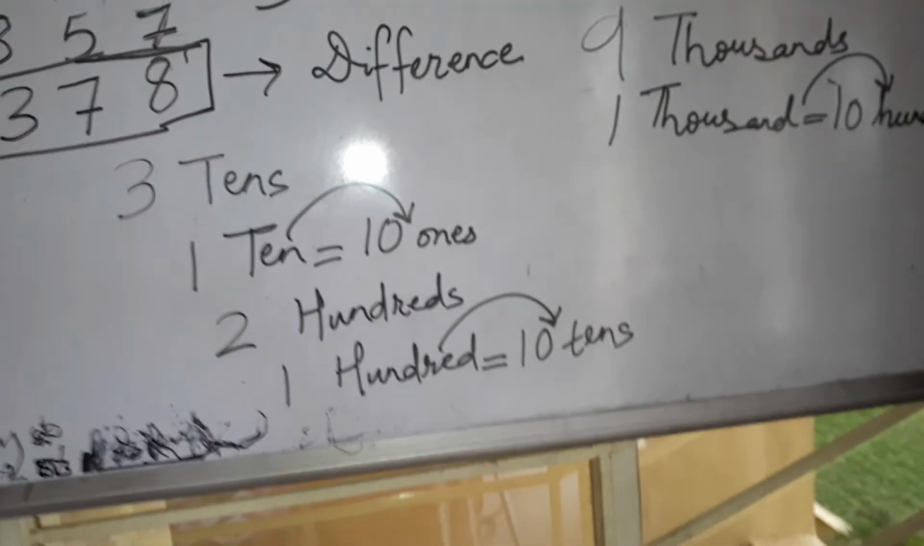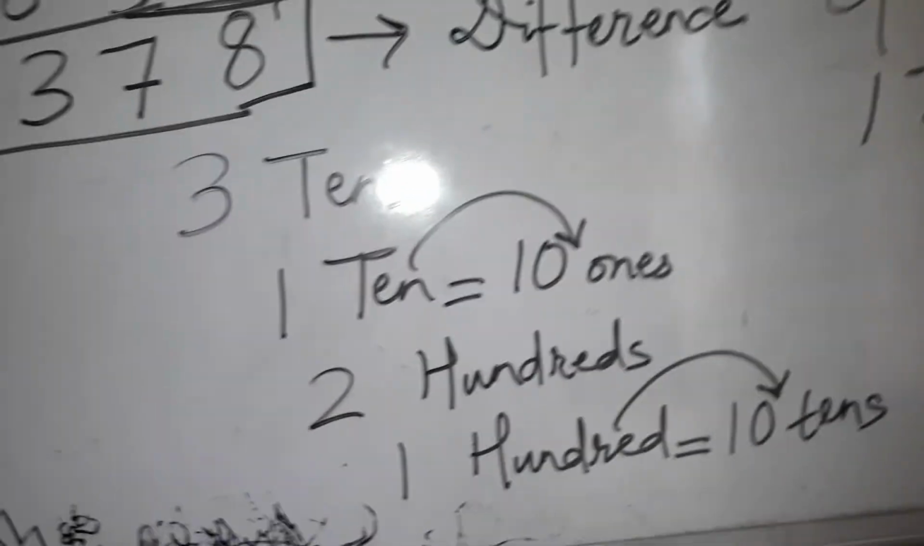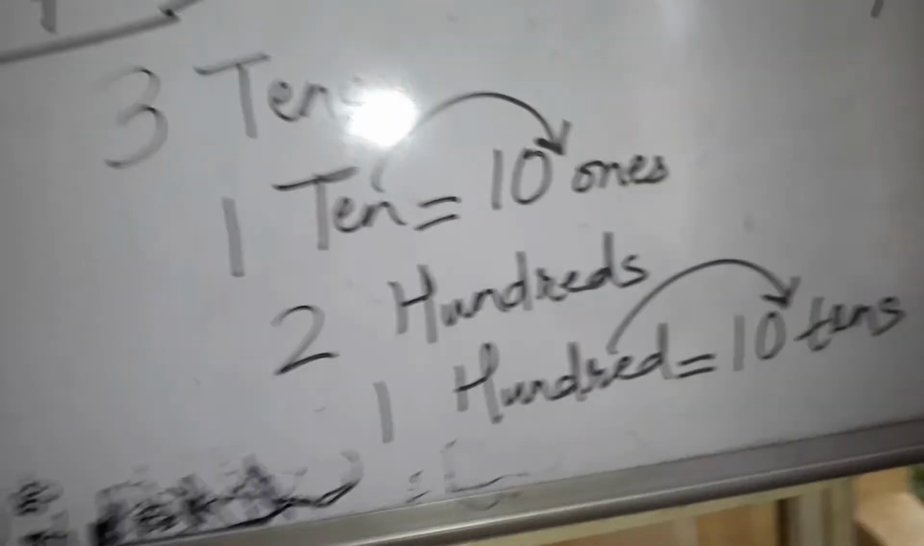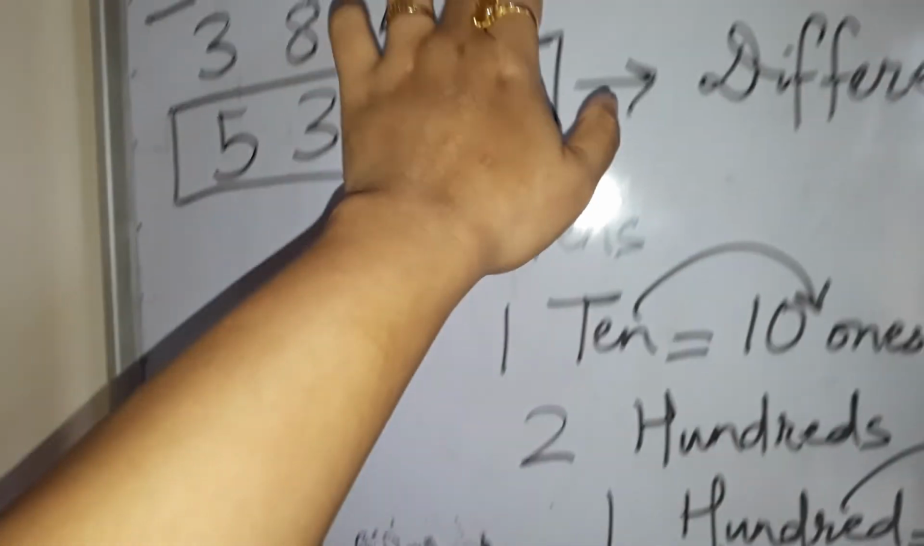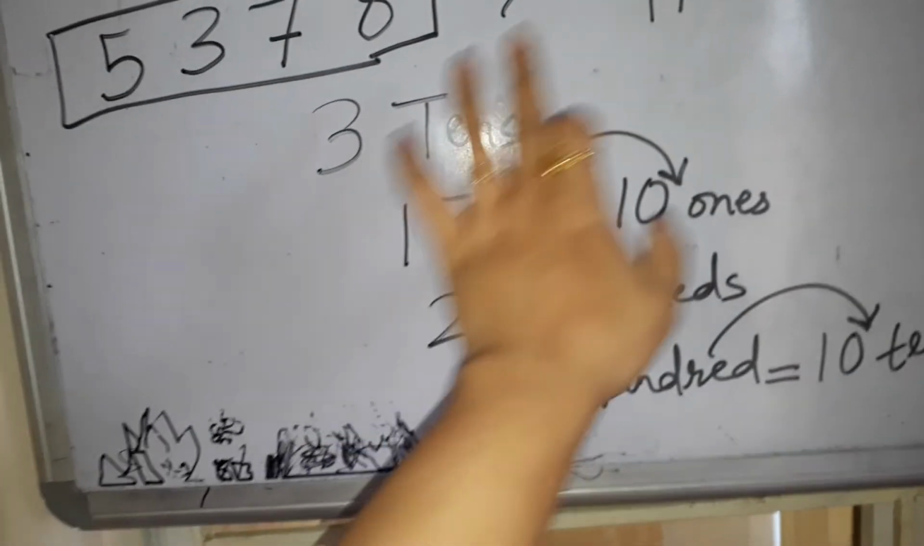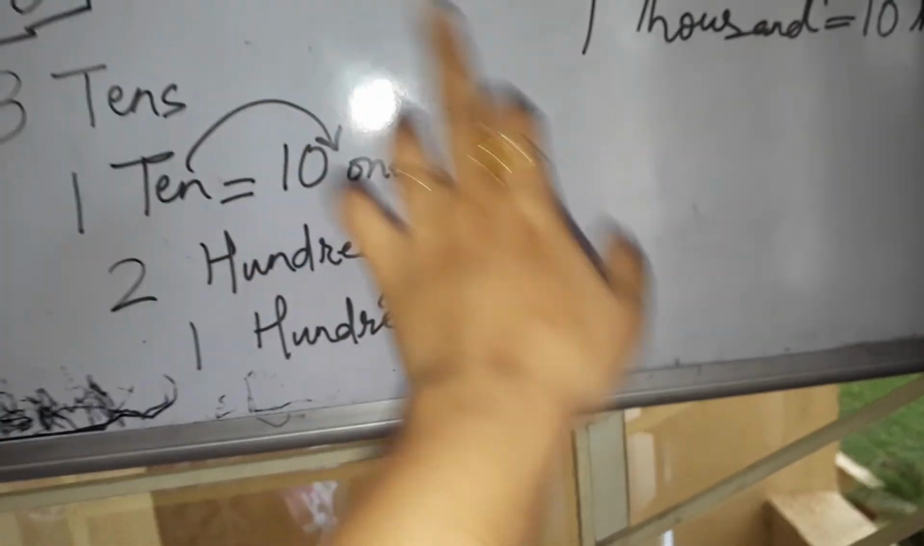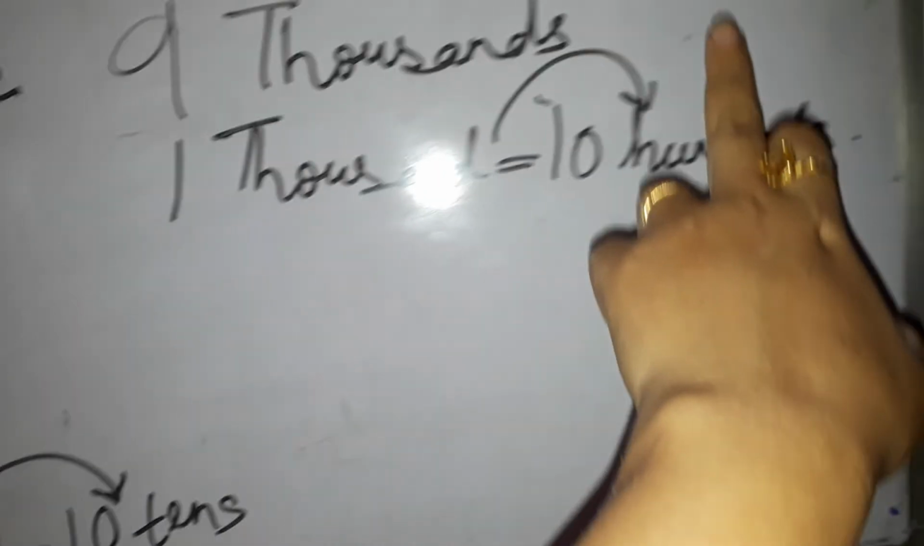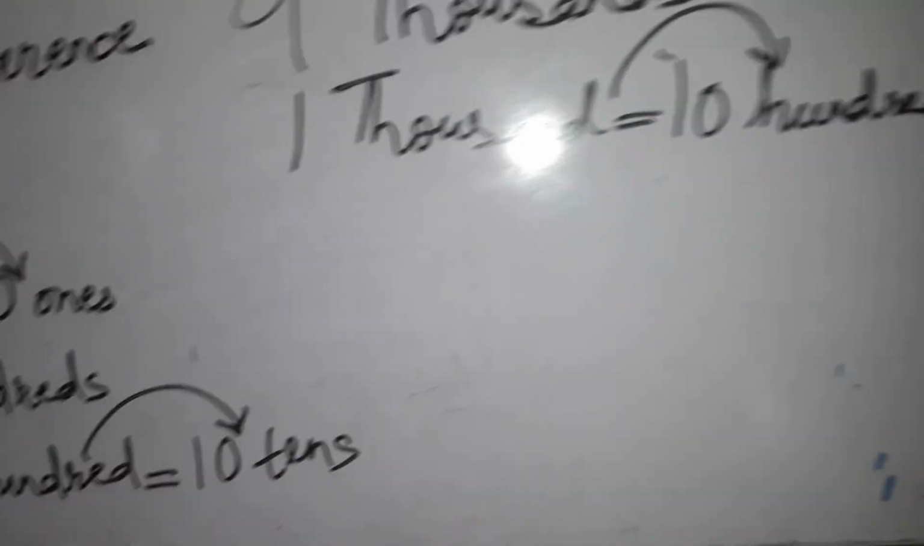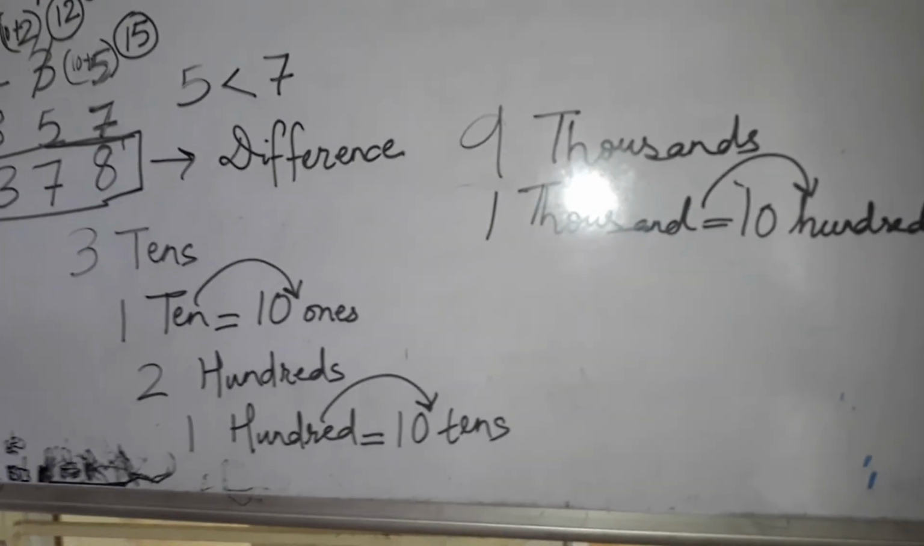So, regrouping means what? Grouping it again or changing from one form to the other. When we are borrowing 1 ten, it gets converted into 10 ones. When we are borrowing 100, it gets converted into 10 tens. And when we borrow 1000, it gets converted into 10 hundreds.